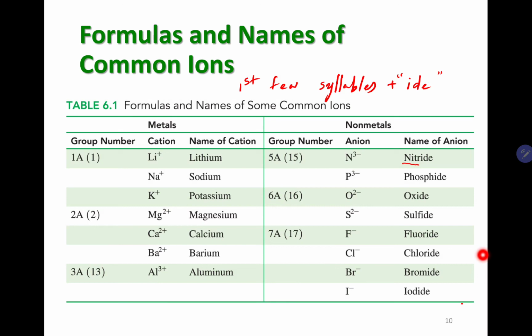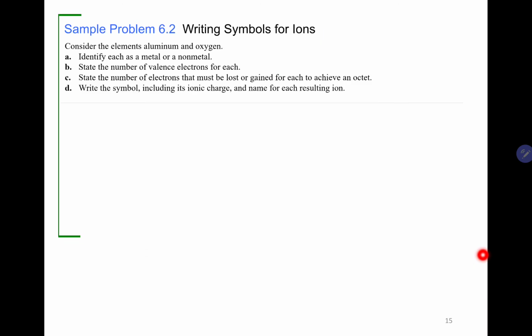All right, let's see if you can use what we have just learned. I want you to pause the video and try this sample problem 6.2. This sample problem is about aluminium and oxygen. First, identify each as a metal or a non-metal. Aluminium is a metal, oxygen is a non-metal, which means aluminium should make a cation, and oxygen should make an anion.